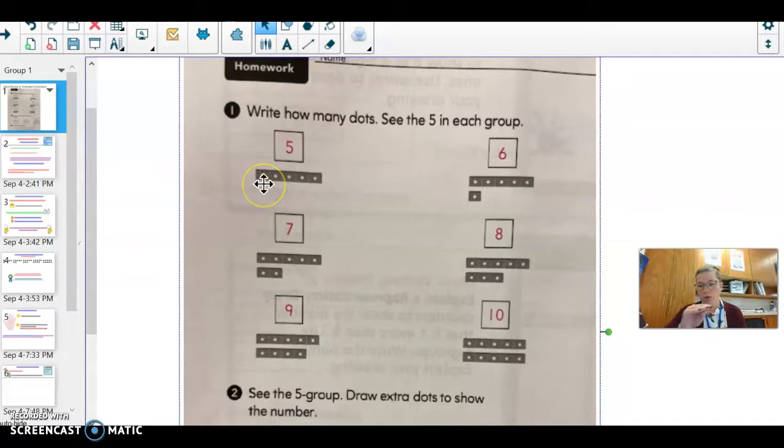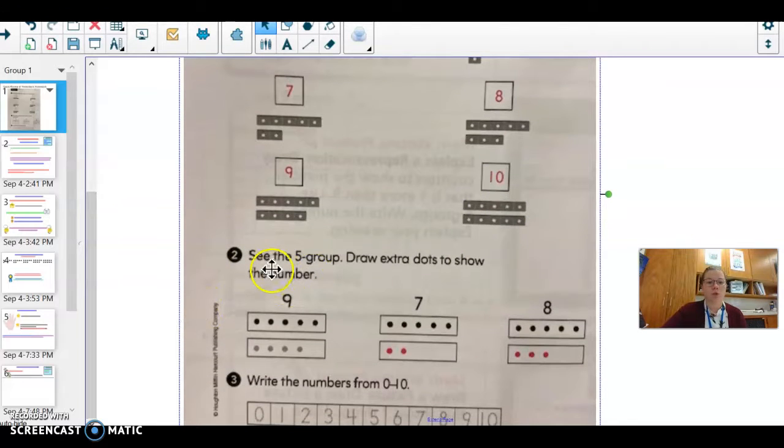So remember on that top row, we usually show that there's 5. So right away we started right here with 5. Then I can see they just added 1 more on the bottom, so that's 6. 5 and 2 more is 7. 5 and 3 more is 8. 5 and 4 more is 9. And 5 and 5 more is 10.